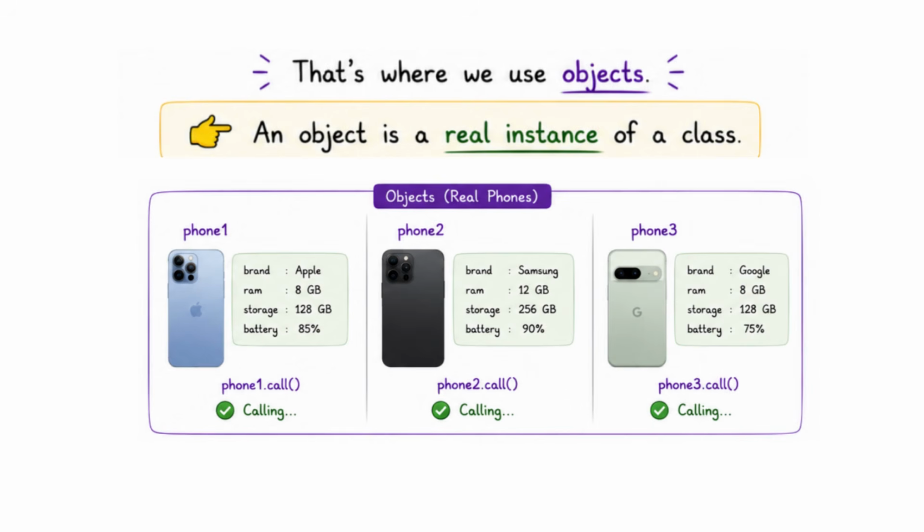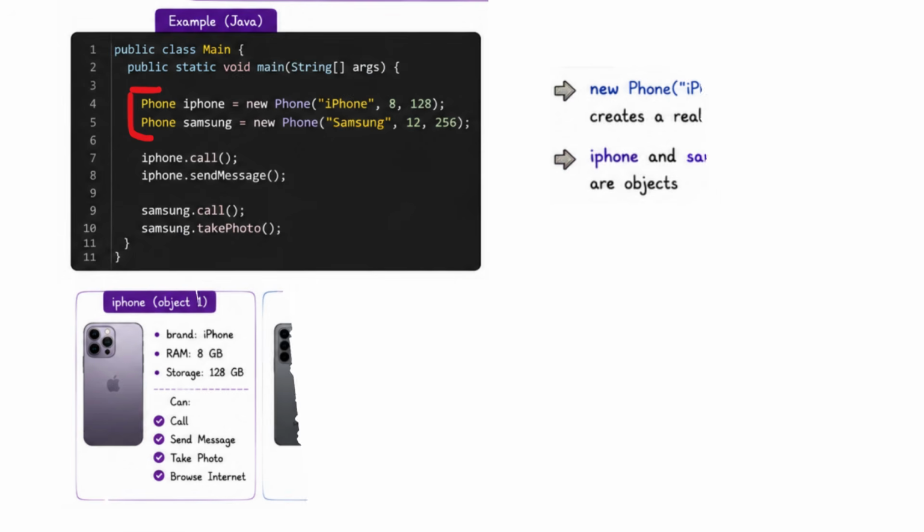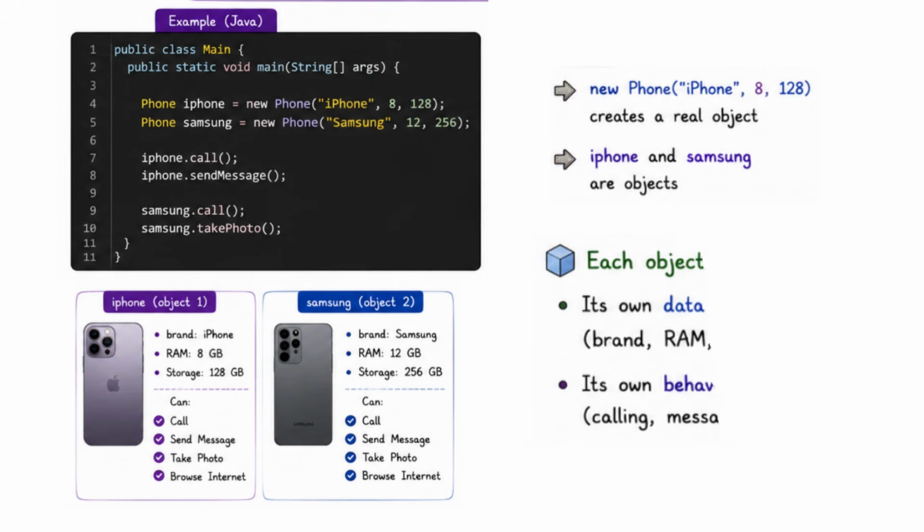An object is a real instance of a class. Without an object, we can't use the properties and methods. First, we need to create an object. Here, if you see, we have created two objects, right? iPhone and Samsung are objects, and each object has its own data, for example, brand, RAM, storage, and its own behavior, for example, how they want to initiate a call, how they want to send a message. Even though both phones are created from the same class, they are different objects with different values.